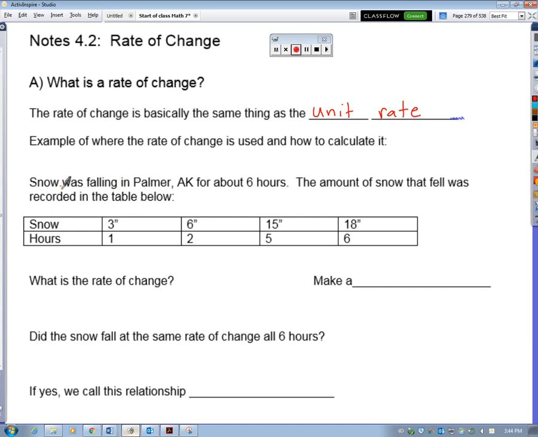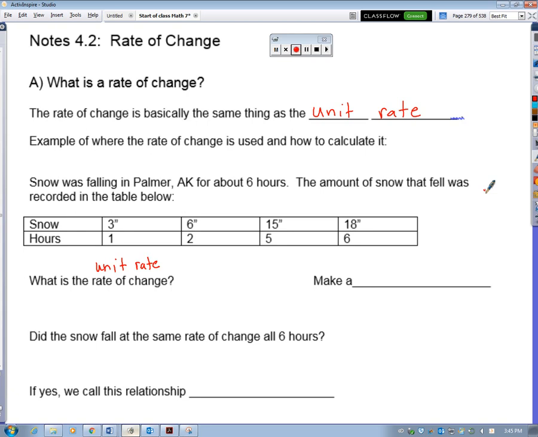Here we have snow was falling in Palmer, Alaska for about 6 hours. The amount of snow that fell was recorded in the table below. Okay, so here we have snow, and the snow is getting deeper and deeper as the hours went by. It just kept snowing, so somebody kept track of that. So we want to find out, what is the rate of change for this situation? It's basically saying, what was the unit rate the snow was falling? The speed that the snow was falling, that is what we're looking for.